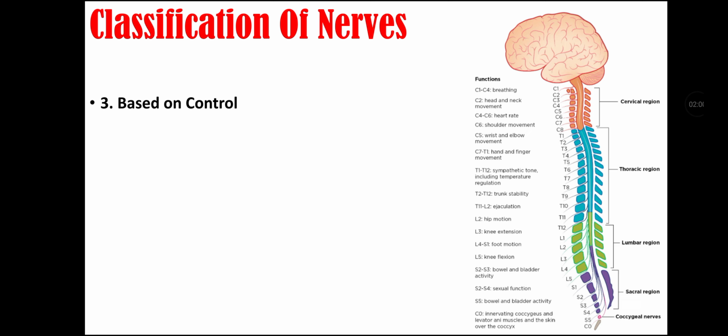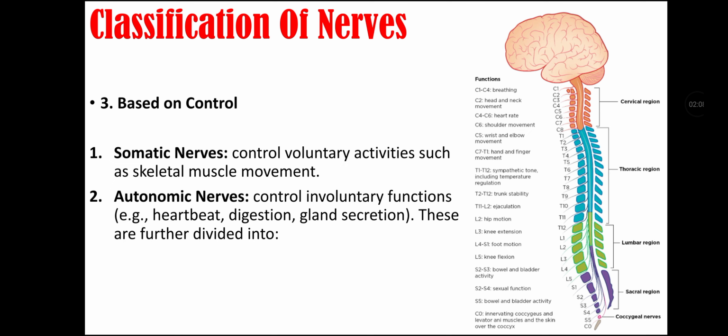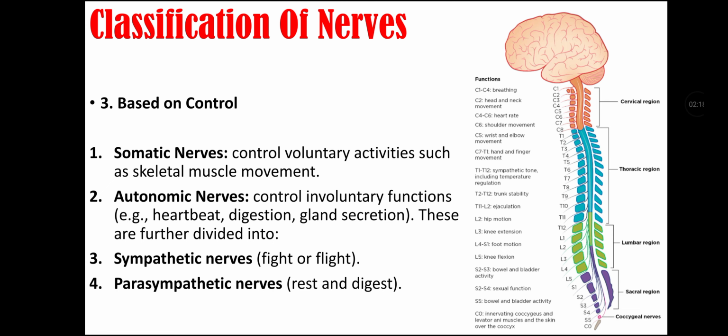Then there is classification of nerves based on their control, as there are somatic nerves that control voluntary activities such as skeletal muscle movement, and then there are autonomic nerves that control involuntary functions like heartbeat, digestion and gland secretion. These are further divided into sympathetic nerves and parasympathetic nerves. Sympathetic nerves are for the fight and flight response, while parasympathetic nerves are for the rest and digest response.